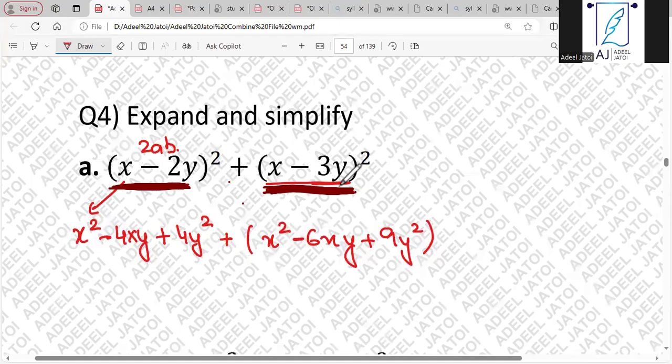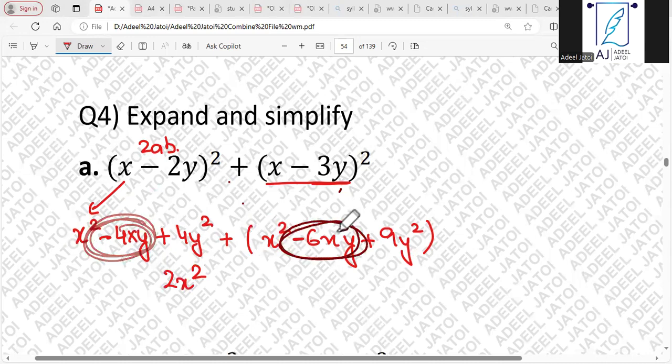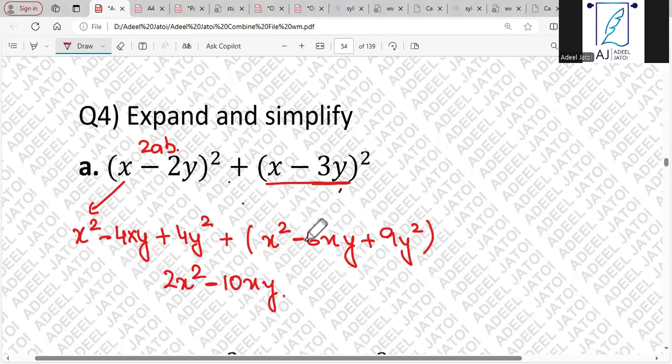Now, if we just see that x square and x square, considering the options, we have plus x square and plus x square. Because if there is plus, the signs are going to be the same. So x square plus x square becomes 2x square. Similarly, minus 4xy and minus 6xy becomes what? Minus 10xy. And plus 4y square plus 9y square becomes what? 13y square. So this was question number 4, part A.